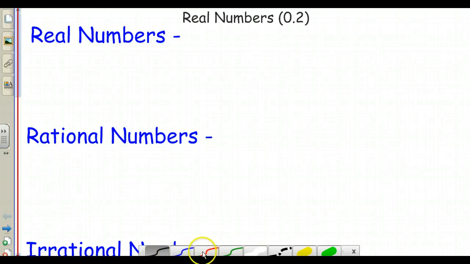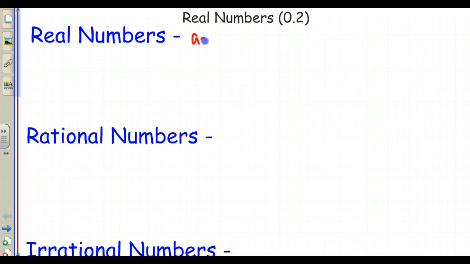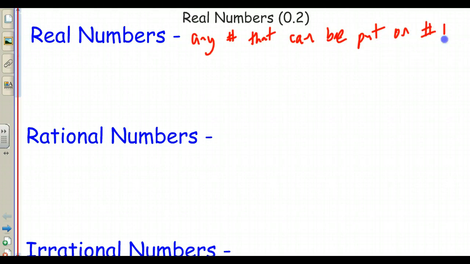Okay, Annie, we're going to start by talking about real numbers. So real numbers are any number that can be put on a number line. This is just about any number that you've run across in math class to date, actually.